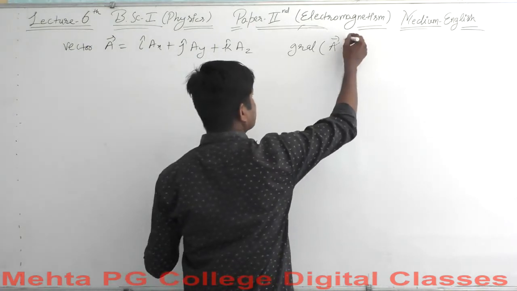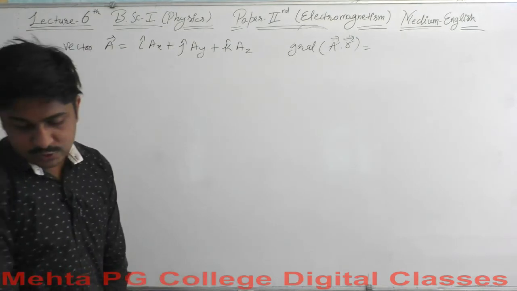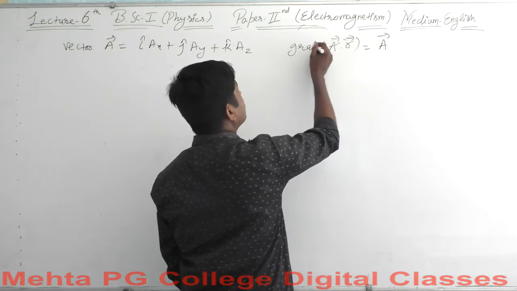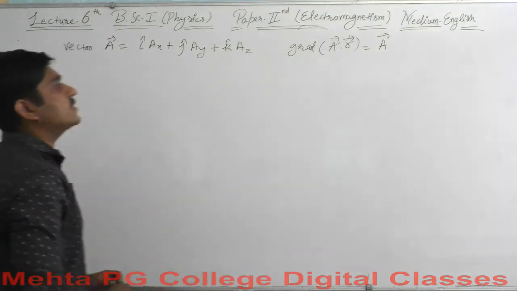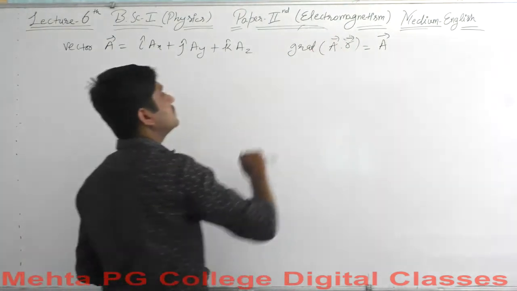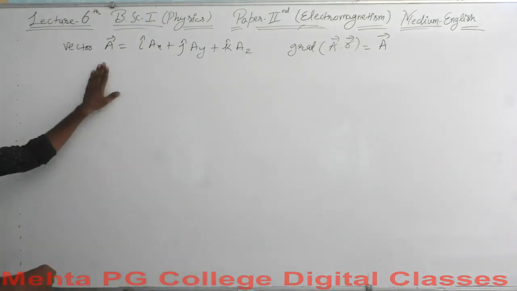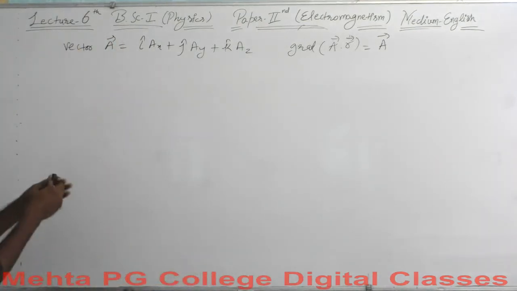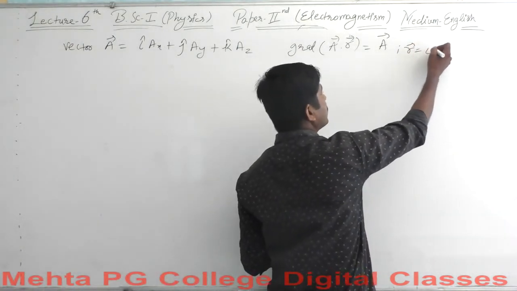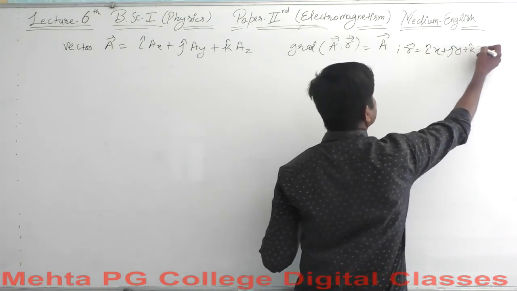Well, this is to prove that the gradient for A vector dot r vector will equal A vector again. So we are supposed to find the gradient for A vector dot r vector. This is the vector A, and you know the value of vector r, which is i cap x plus j cap y plus k cap z.